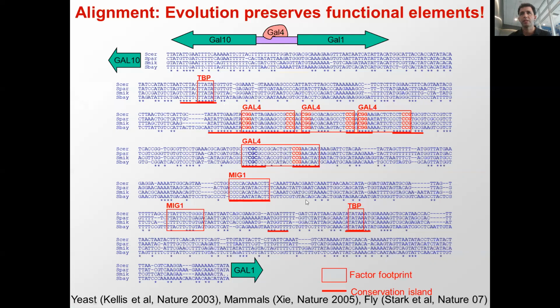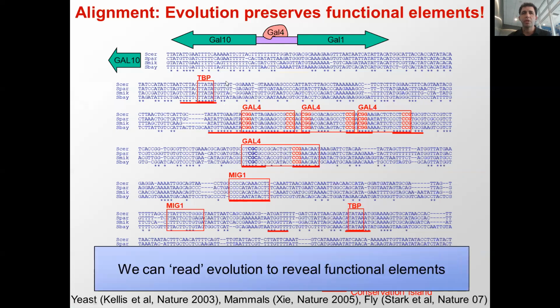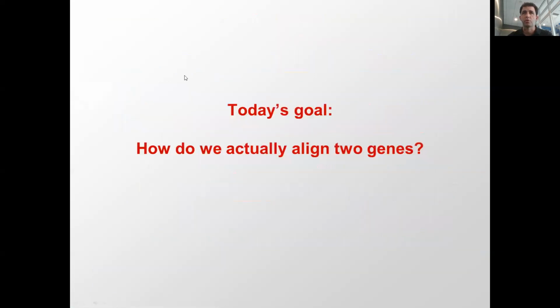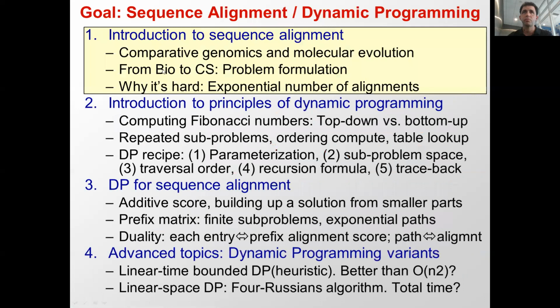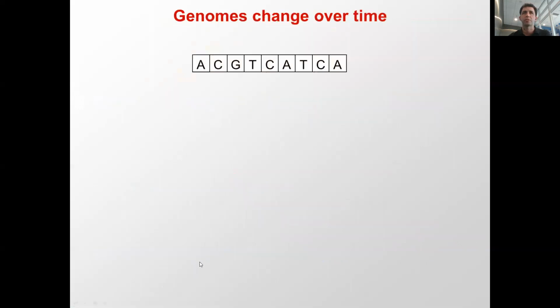You can see the TATA binding protein binding sites here, TATA. So that means that we can actually start reading evolution to reveal functional elements. And what we need is a systematic way to actually generate these alignments. So today's goal is, how do we actually align two genes? First, we're going to introduce sequence alignment. Then we're going to introduce the principles of dynamic programming, and then we're going to use dynamic programming for sequence alignment, and then turn to some variations of dynamic programming and more advanced topics.